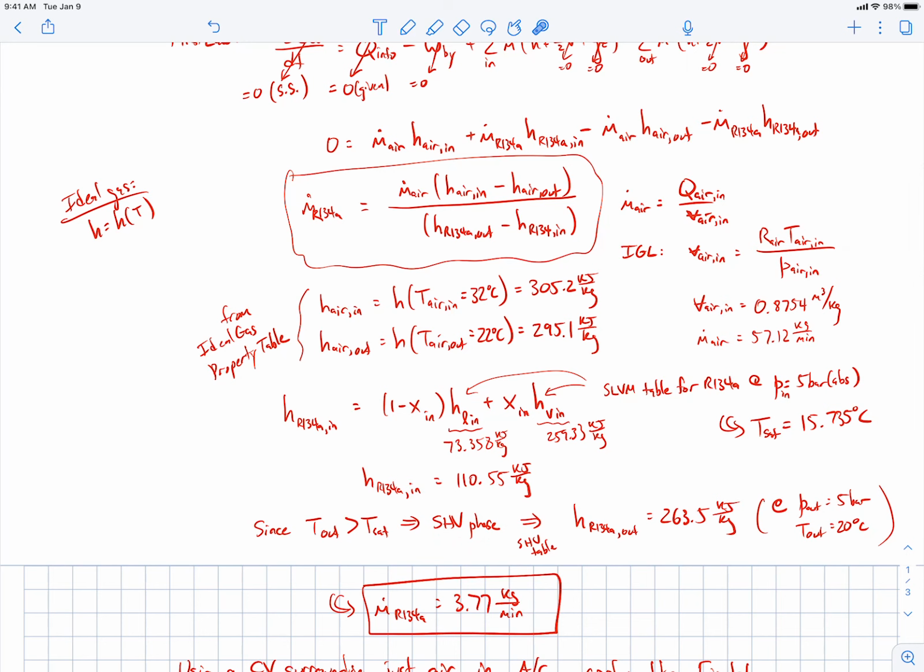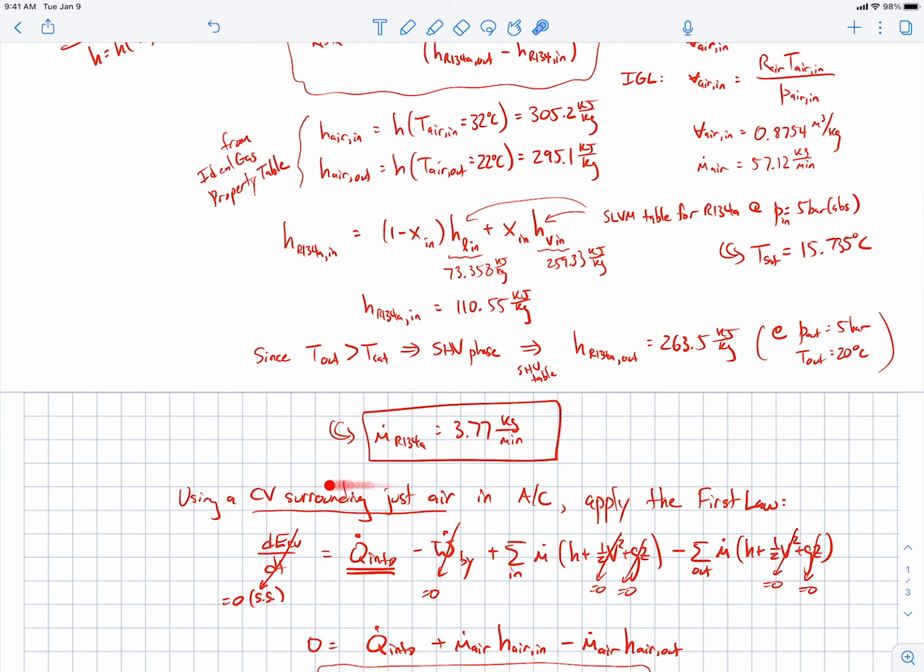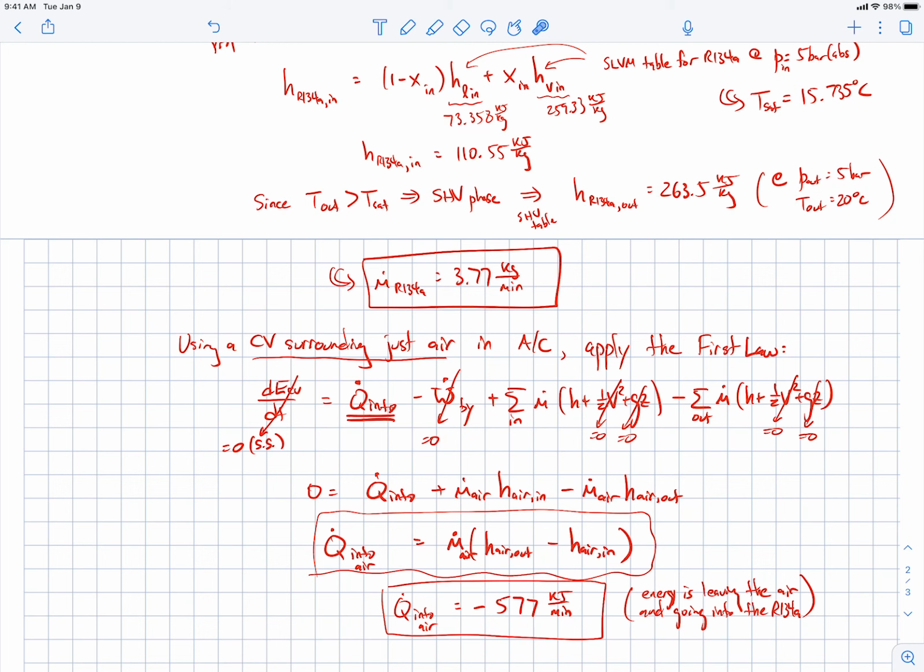So I did this part of the problem with the control volume surrounding the air. You could do the exact same thing using a control volume surrounding the R134A, and you would get the same answer. You'd still get 577 kilojoules per minute leaving the air and going into the R134A. All right, so this is a good example because it makes use of a lot of different topics that we've covered in the course so far. So hopefully, make sure you go through it and understand all the little parts. We'll end it there.